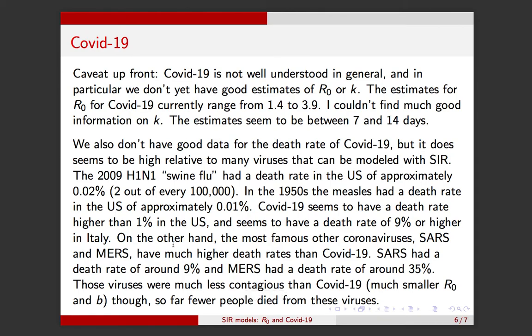So, it's not perhaps so terrible in the context of other coronaviruses. SARS and MERS had much higher death rates overall. SARS had a death rate around 9%. MERS had a death rate around 35%. Terrible. Those viruses are much less contagious than COVID-19, though, we think. At the very least, they were able to be contained much more quickly.